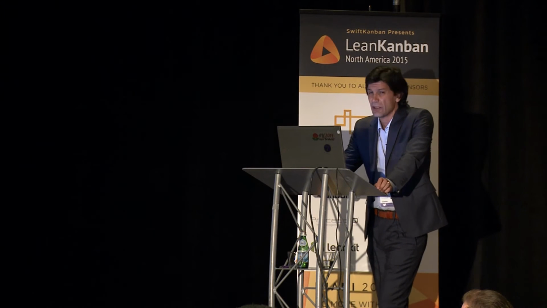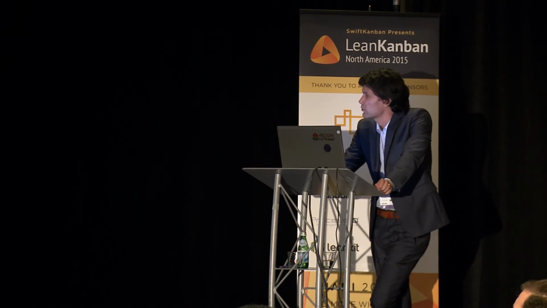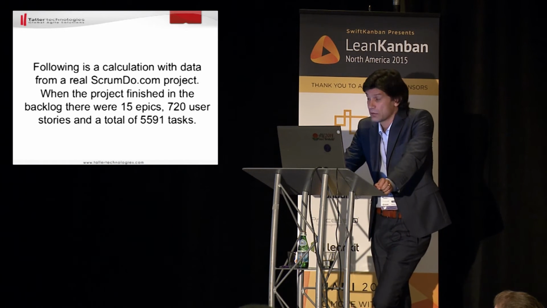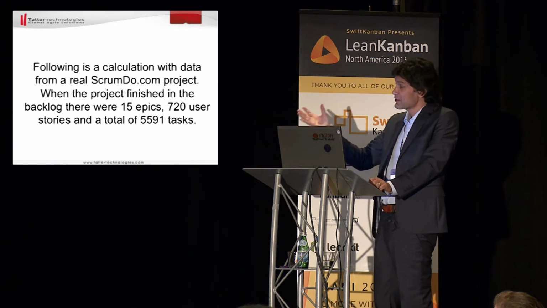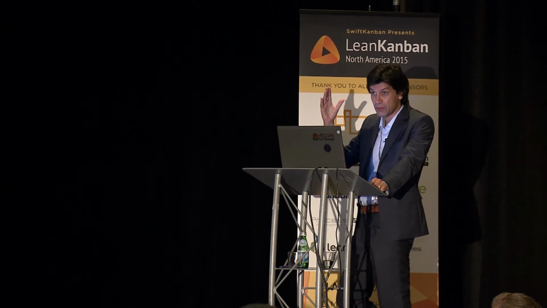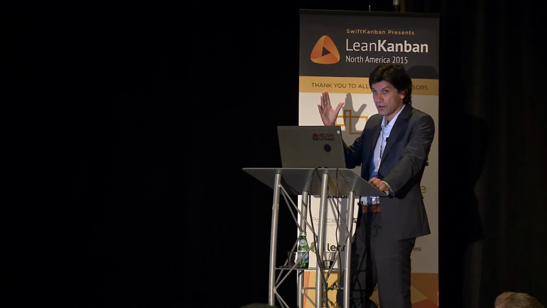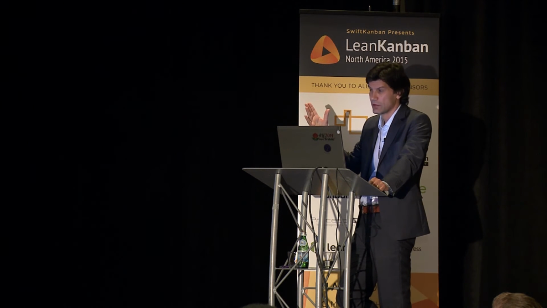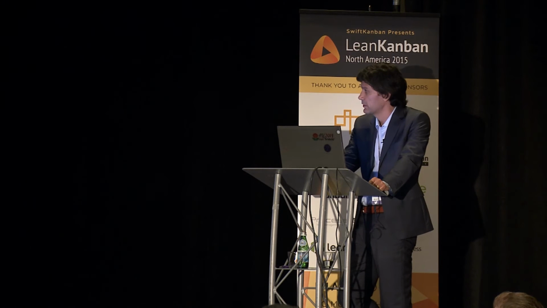And again, a calculation using Scrum Do data. That particular project had 15 epics, 720 user stories, and a total of 5,000, too many tasks, right? A lot of tasks. Yeah, so it's a huge effort. If somebody has to establish this upfront before the start of the project, it's impossible, right? It's absolutely impossible. It's so much work.